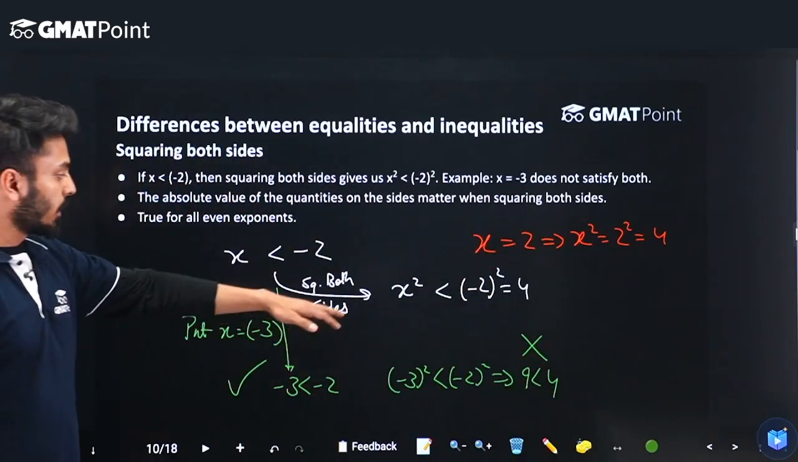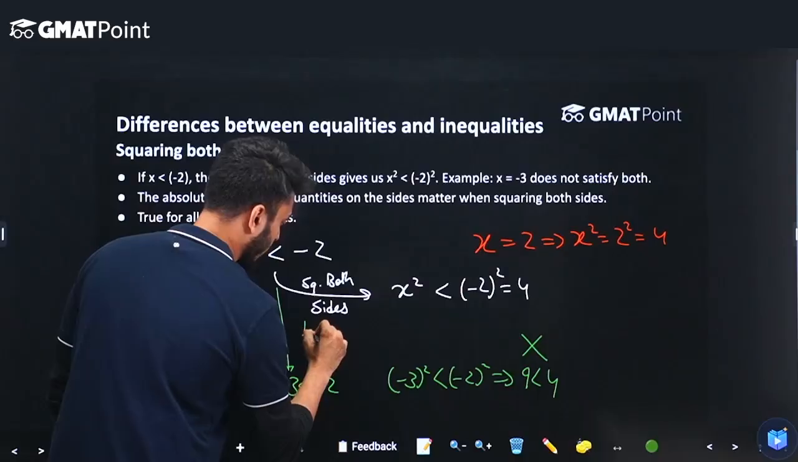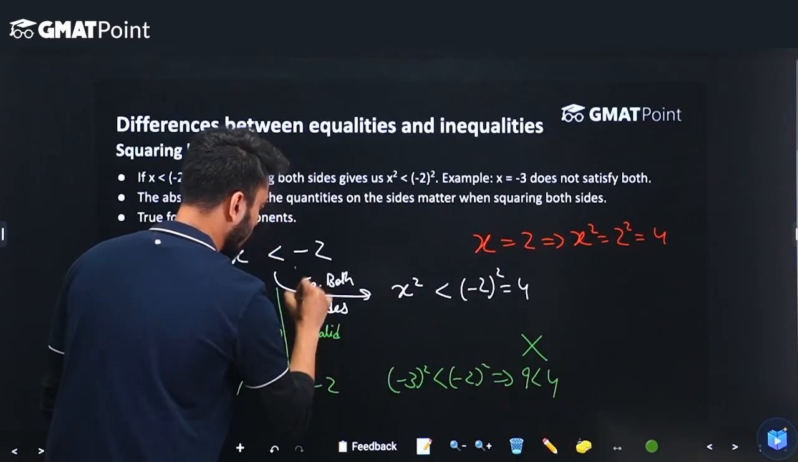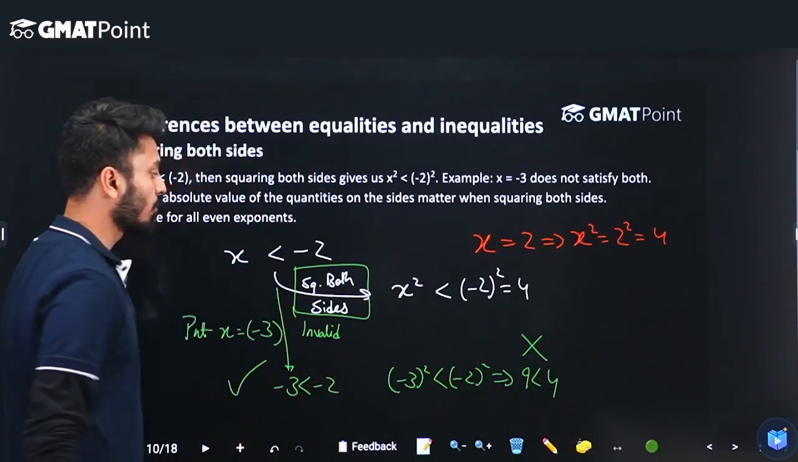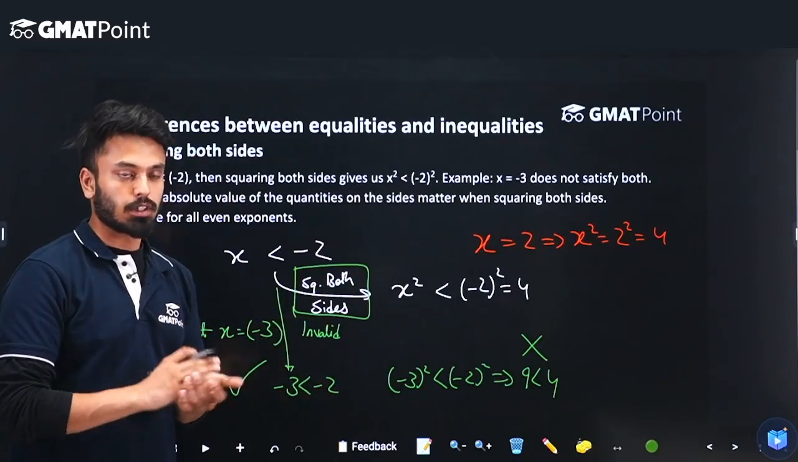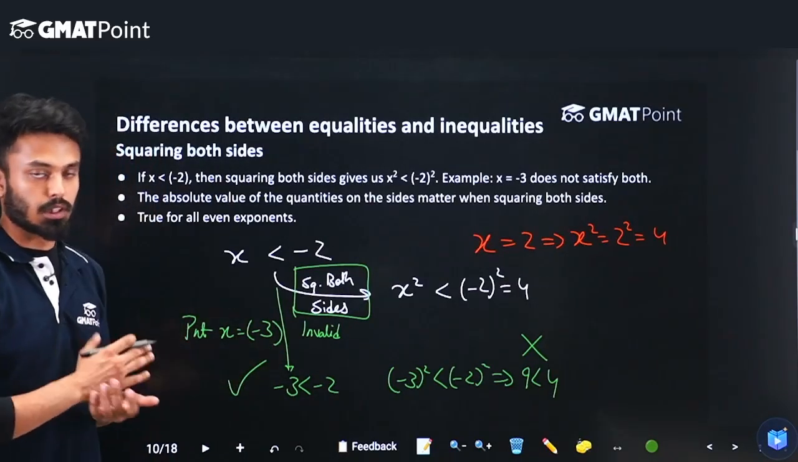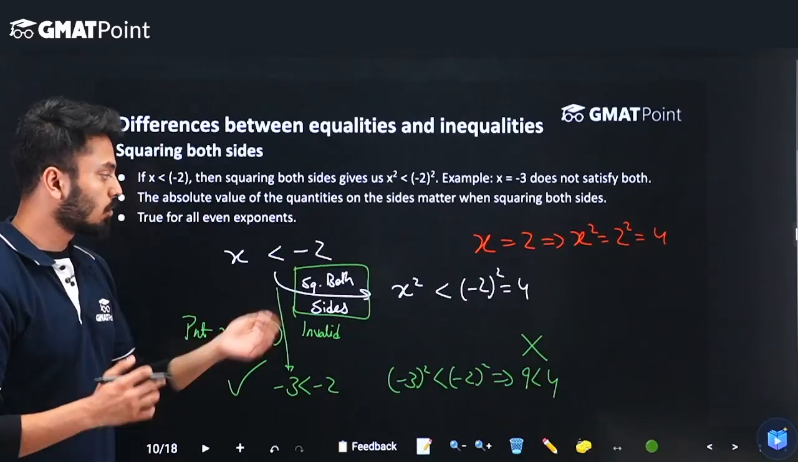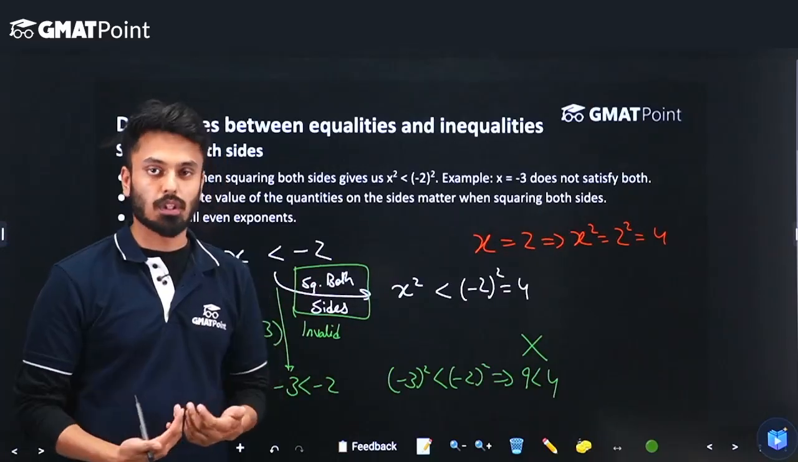This again tells me that my operation must have been invalid on its own. This is an invalid operation. Now what do we do in this case? In this case, it's not as hard and fast as it was in the case of altering signs. This is because not only the sign matters, but also the size of the number matters.